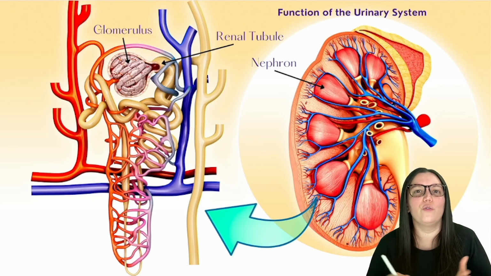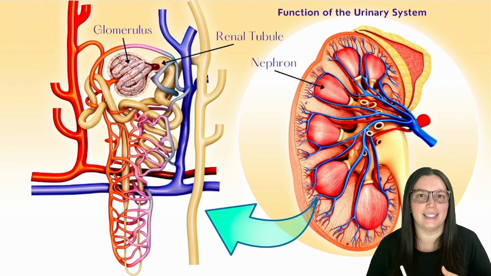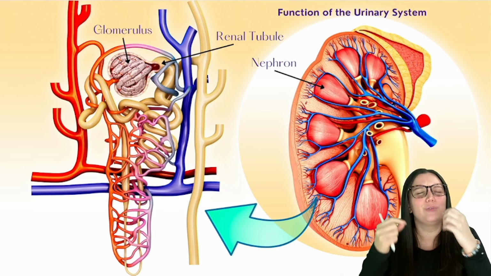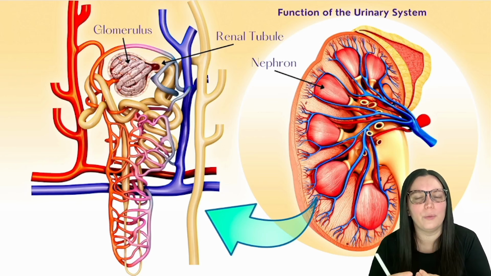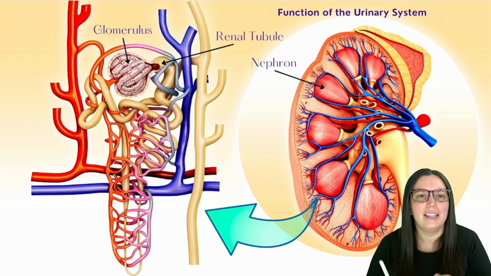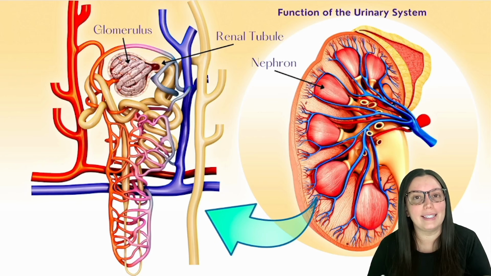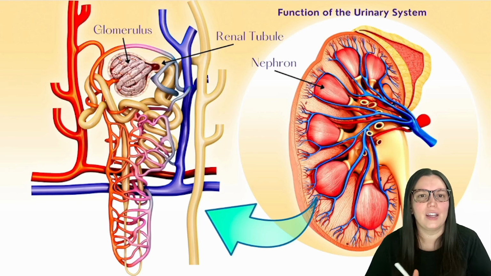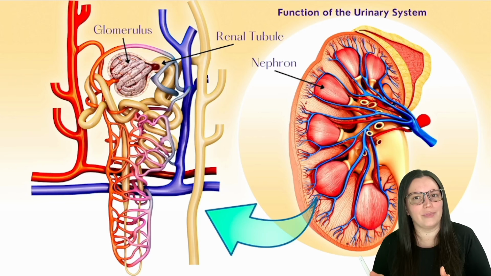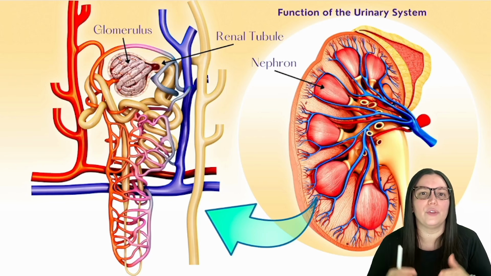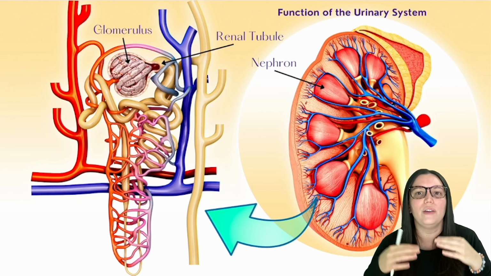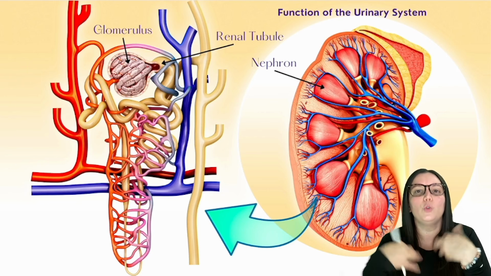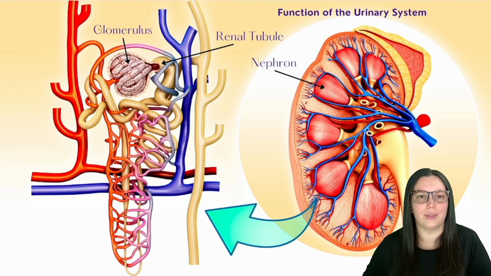So let's talk about the overall function of the urinary system. The urinary system is really an integral part of the homeostasis within the body. The system helps excrete waste and maintain balance. The structural unit of the kidney is called the nephron. Nephrons are responsible for the filtration of blood by removing waste and reabsorbing water and molecules.